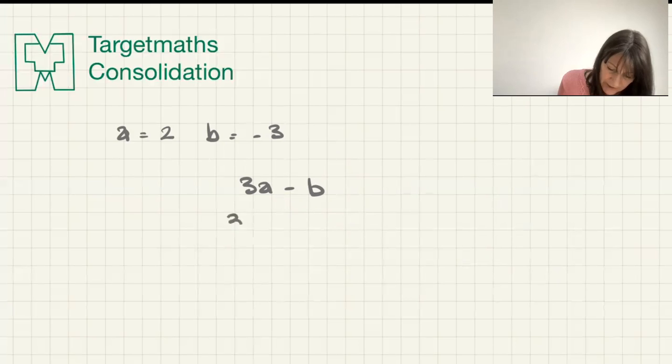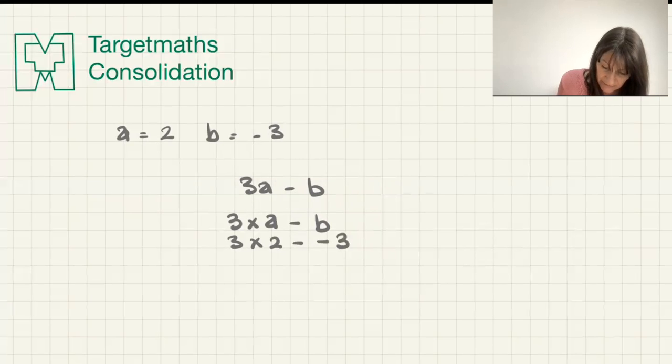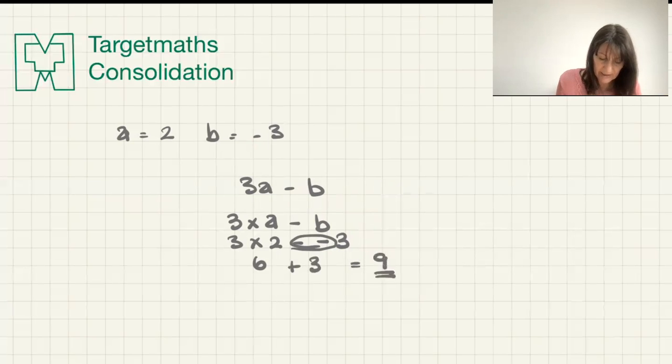Okay, so what we've got is 3 times A minus B. So 3 times 2 minus, and then it's -3. Okay, it's really easy not to write the second minus because you kind of see one there already. That is that minus, and that is that minus. Okay, 3 times 2 is 6. These make a plus, and 6 plus 3 is 9. If you got that right, really well done.